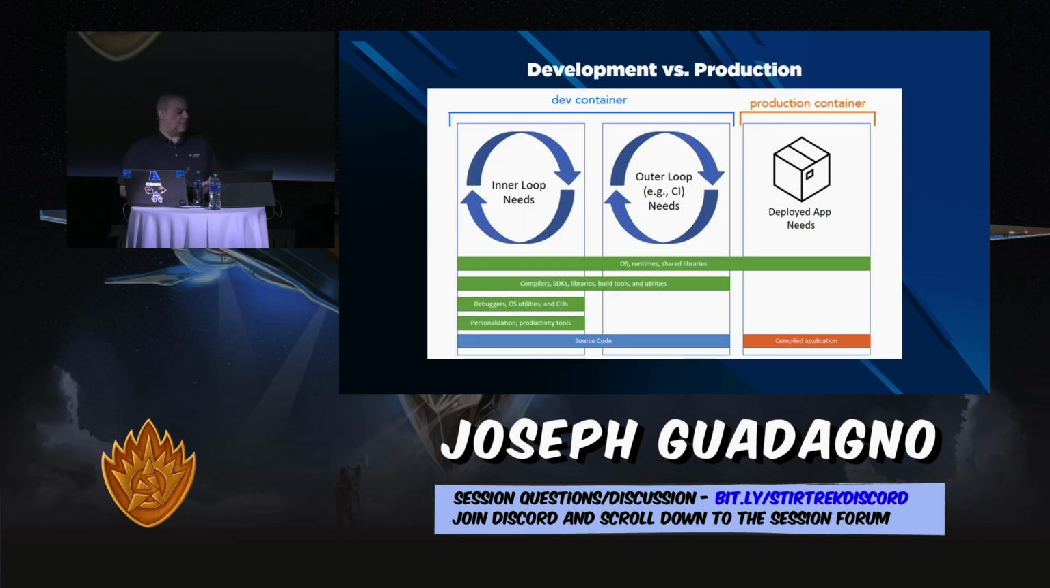So let's build some containers. Before we go and do that, let's talk about what a dev container is. So if you look, let's get my laser pointer up. You see here, we have the dev container section and then the production container. What's different about dev containers is they contain a lot more than your typical production container. You have your source code, your personalization, debuggers, and then the compilers, and ultimately the OS.